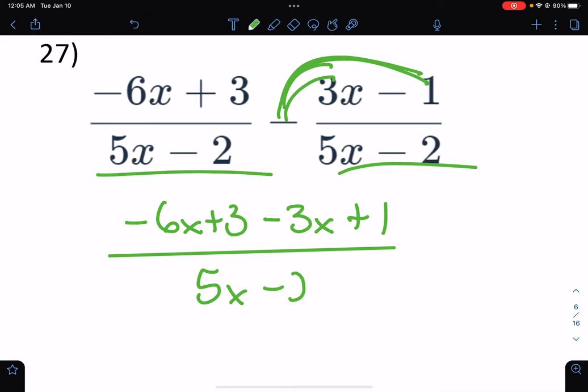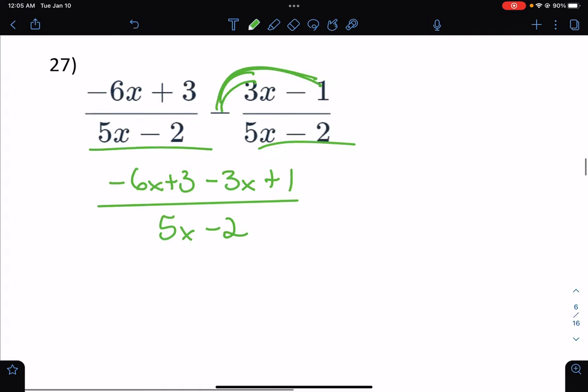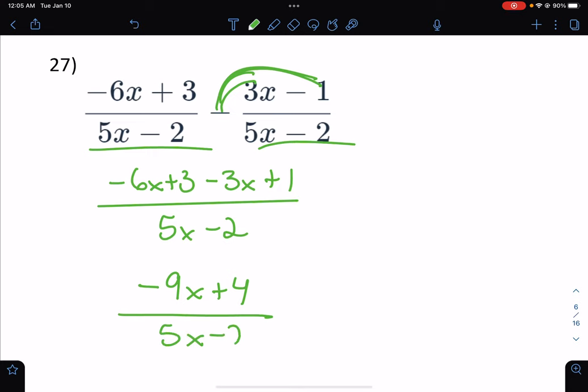I'll take it. All right, so then we got our common denominator. We've distributed our negative. We're just going to combine like terms. So we get -9x plus 4 all over 5x minus 2.